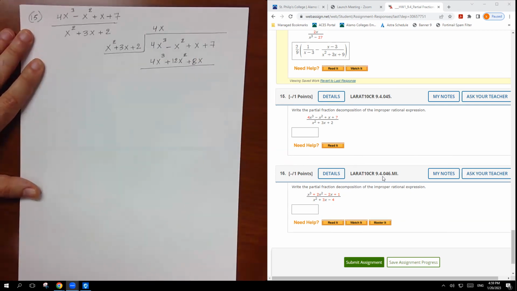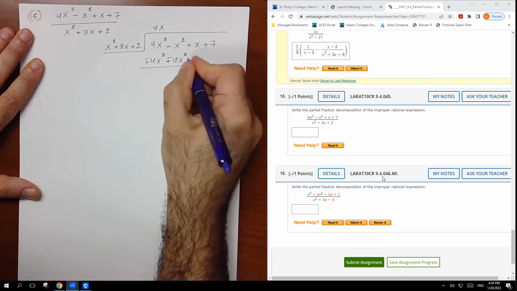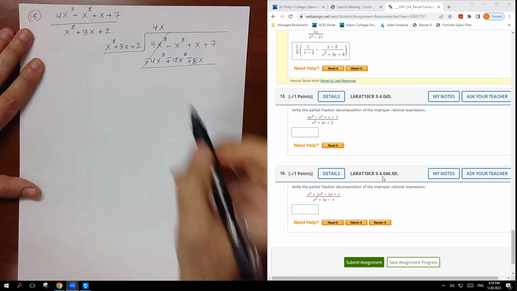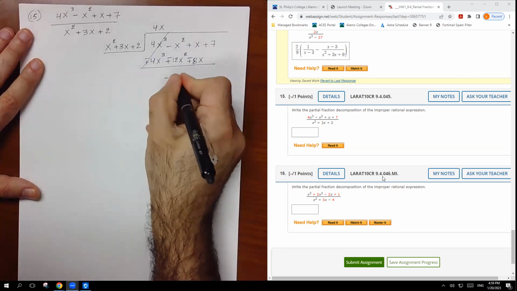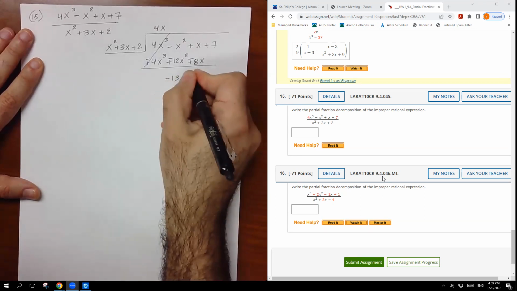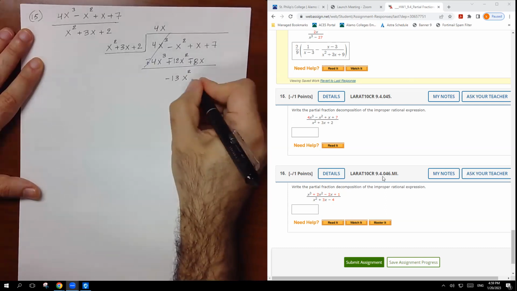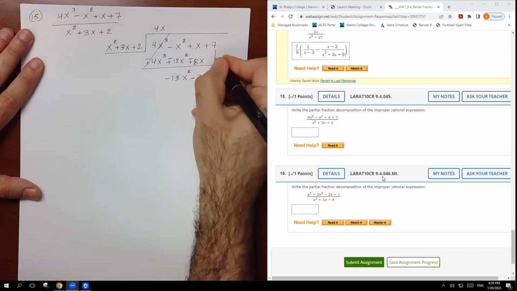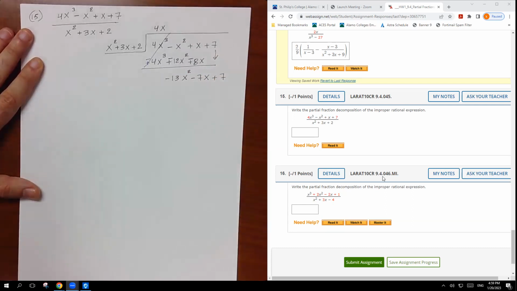Now, this is a plus, it's going to be minus, this is minus, and this is minus. Cancel these. So -1 minus 12 is going to be negative 13x squared. 1 minus 8 is going to be minus 7x. Now we're going to write down the 7, so plus 7. Now we have to keep going.